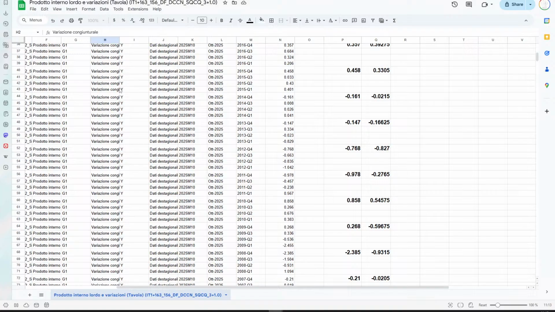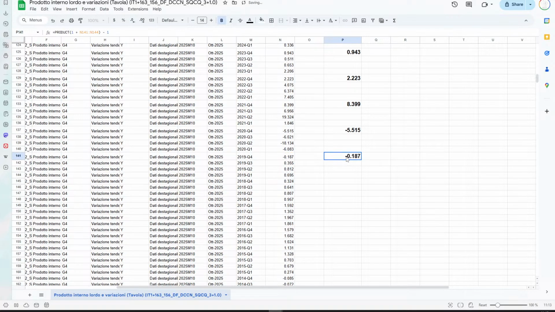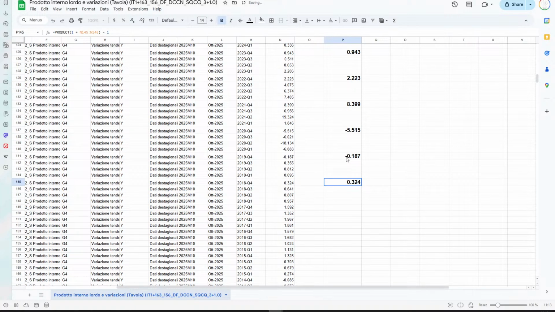Okay, variazione congiunturale, okay. Why do they do this? They do this crap stuff. Anyway. So these are the full numbers. Okay. But anyway, yes.